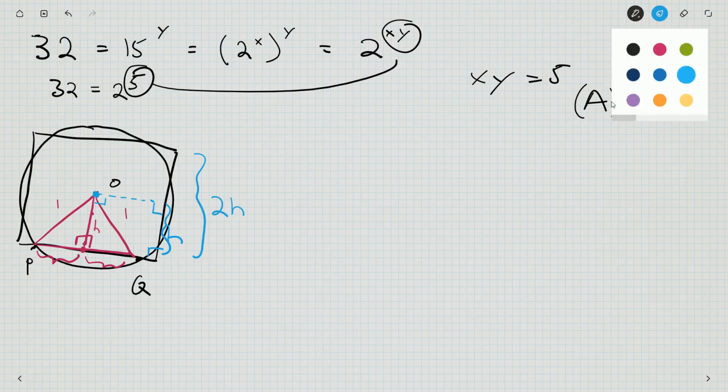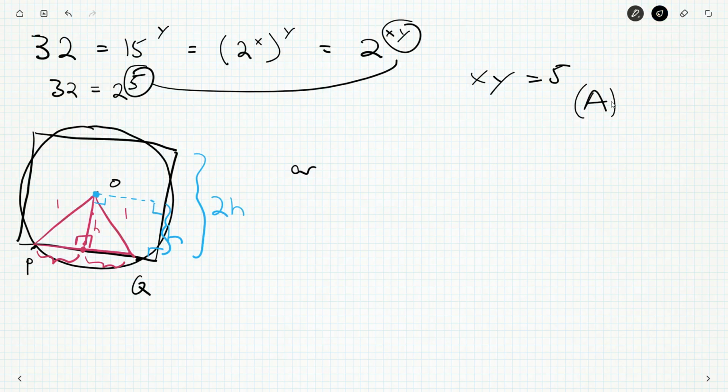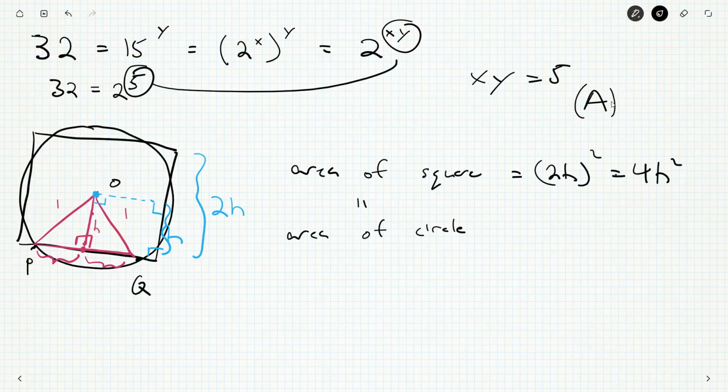And I know the area of my square is then going to be 2h, the side length, squared, and that's going to be 4h squared. But I also know the area of the square is the same as the area of the circle. And they tell me the radius of the circle, so pi r squared, so pi times 1 squared, or just pi. Okay, so pi is equal to 4h squared.